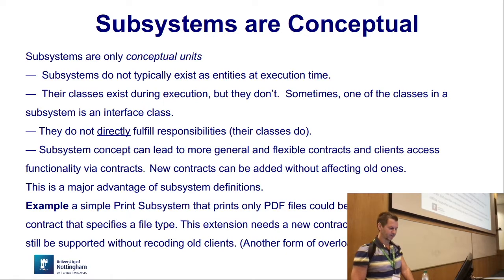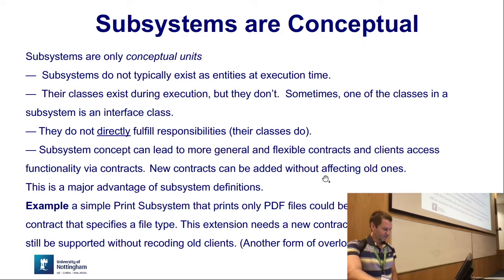The subsystem concept can lead to more general and flexible contracts, and clients can access functionality using the contracts. You can change an interface without disrupting the inside and the outside. So if I added a button on the DVD player interface, I wouldn't break anything on the inside or the outside. I could add a button that says something like pause for 30 seconds instead of just pause, or a volume that turns it up to 11, right?